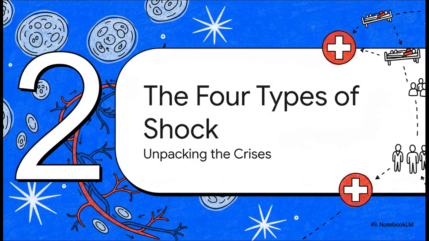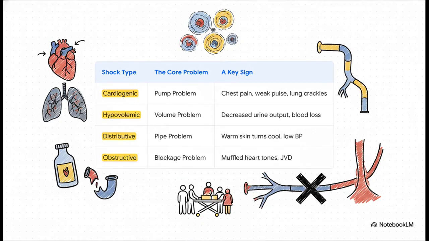Now, this cellular power failure doesn't just happen for one reason. Nope. There are actually 4 very different ways the whole grid can go down, and each one is its own unique kind of crisis. You can actually think of your entire circulatory system like basic plumbing. With cardiogenic shock, the pump is broken. The heart itself is failing. For hypovolemic shock, there's just not enough fluid in the pipes, usually because of bleeding. Distributive shock, that's a pipe problem. The vessels get all leaky and can't hold pressure. And finally, you've got obstructive shock, which is just a clog in the system, something physically blocking the blood from flowing.